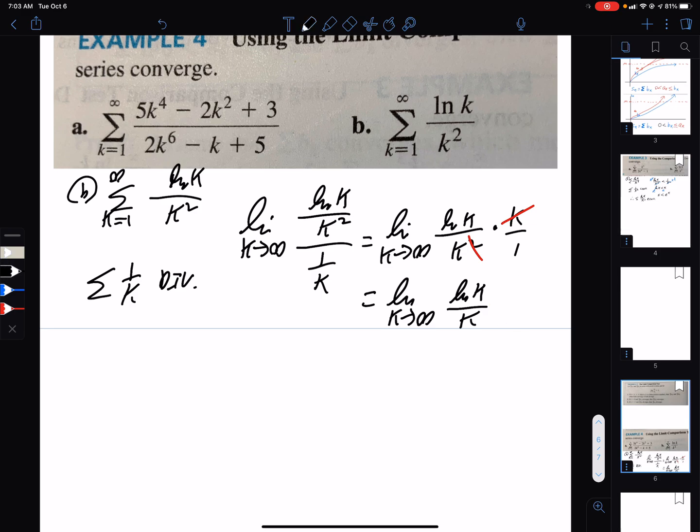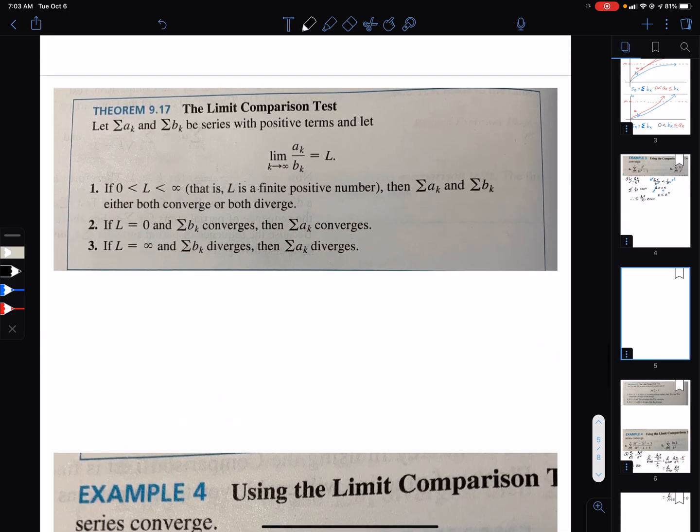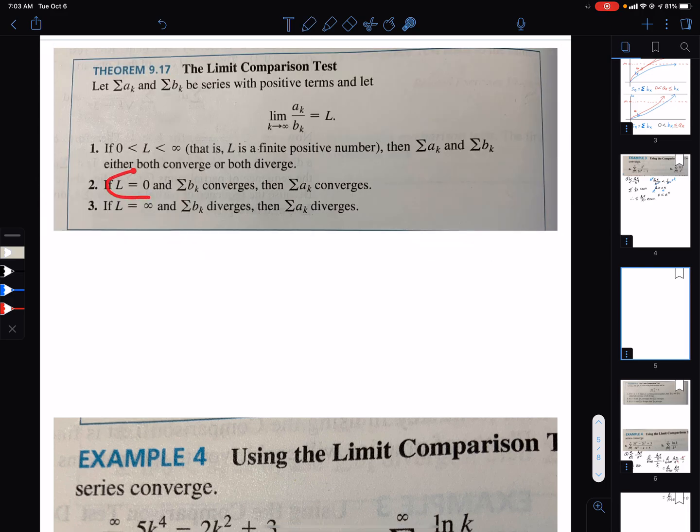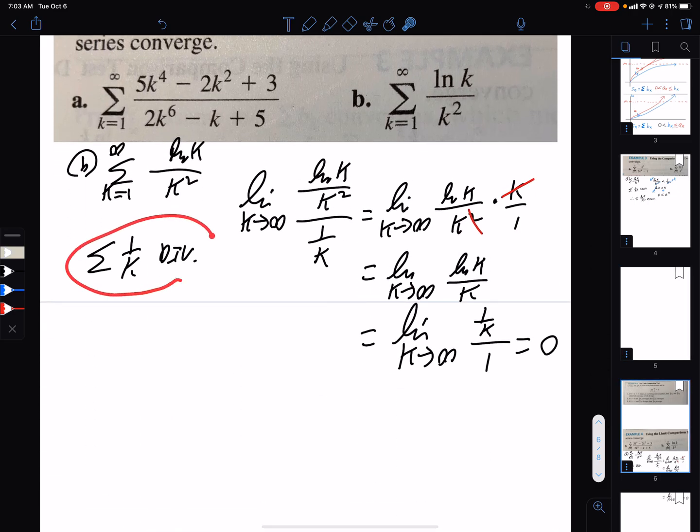That's L'Hopital's. So by using L'Hopital's, the derivative of the top is 1 over k, the derivative of the bottom is 1. That's going to be 0. Okay, wow, what do we do with 0? Let me explain the situation. If L is 0 and B sub k converges, then A sub k converges. But we don't have that situation. Our B sub k diverges, so we're kind of stuck. We are inconclusive. We don't know.